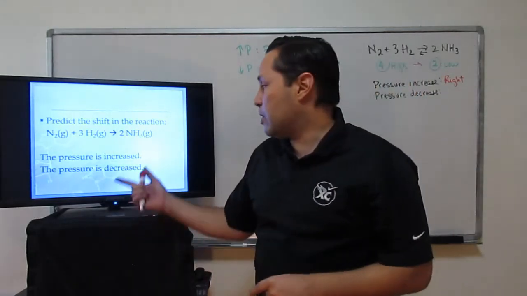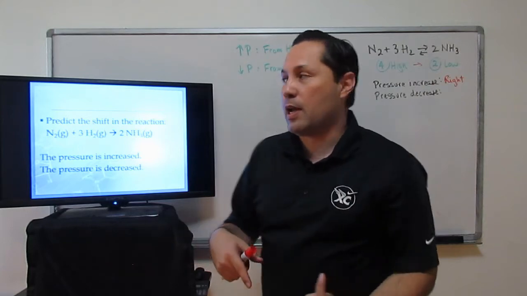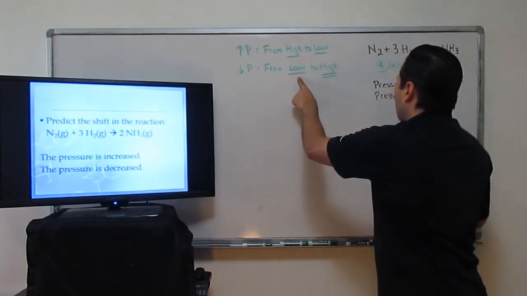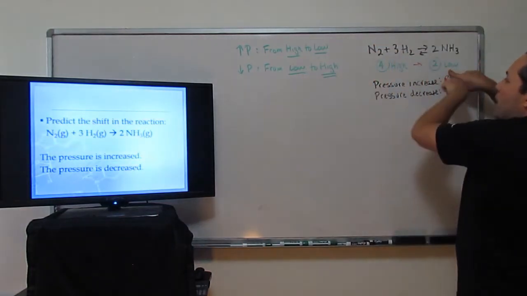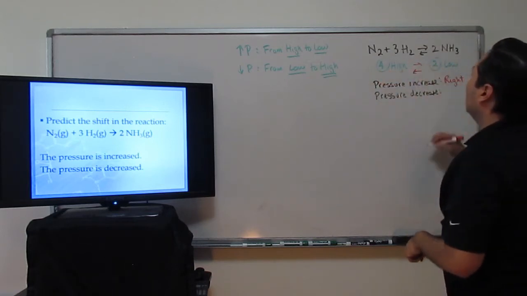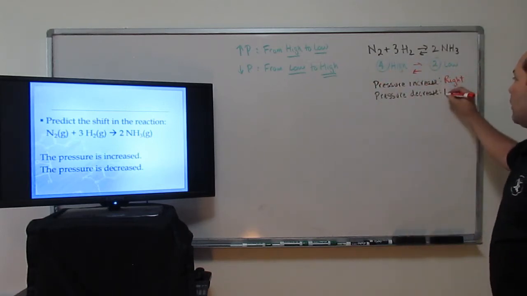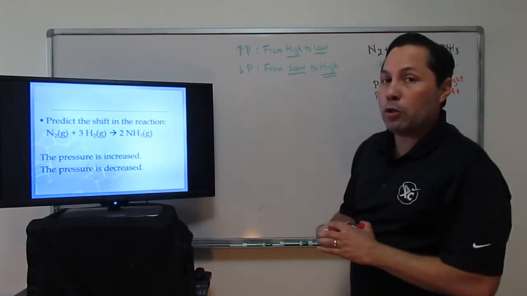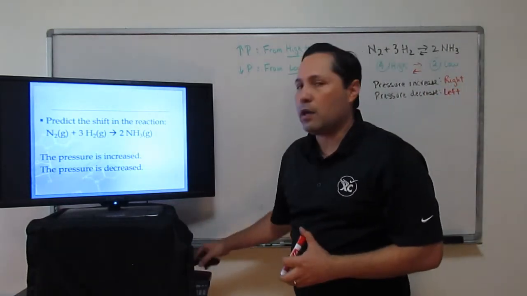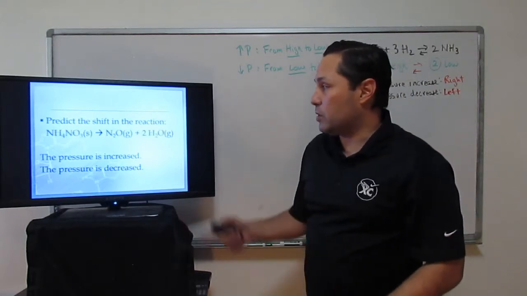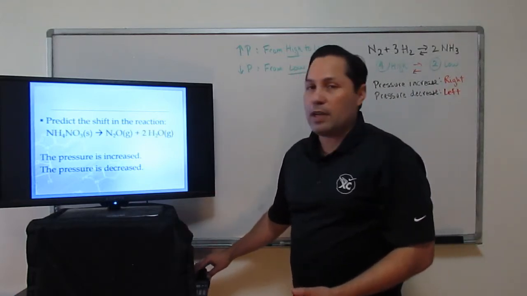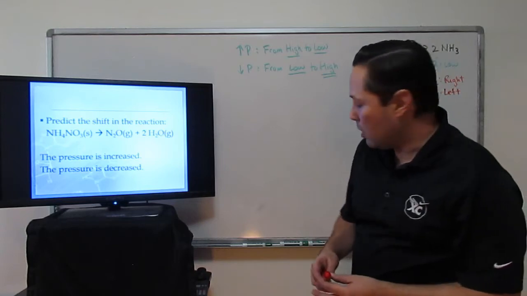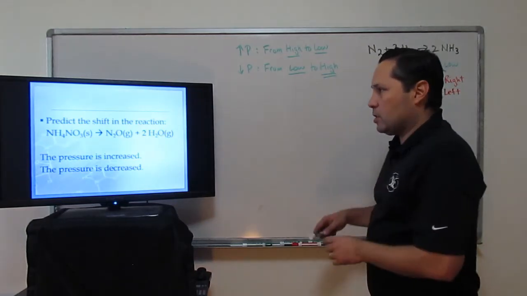What happens if the pressure is decreased? Well, the opposite is going to happen. Lowering the pressure is going to flow from the low number, which is a 2, over to the high number, which is a 4. All right, so that's going towards the left. All right, so that's our first of 3 reactions we'll be looking at for pressure. The next one is this one, predict the shift. Again, we're going to go ahead and increase and decrease the pressure. So let's go ahead and write this equation down.